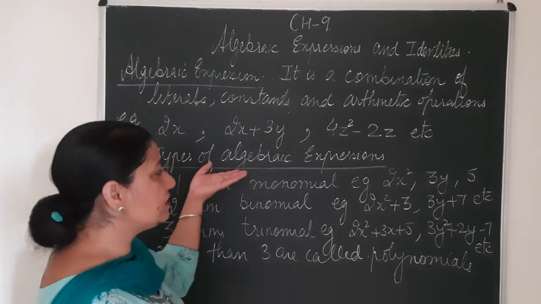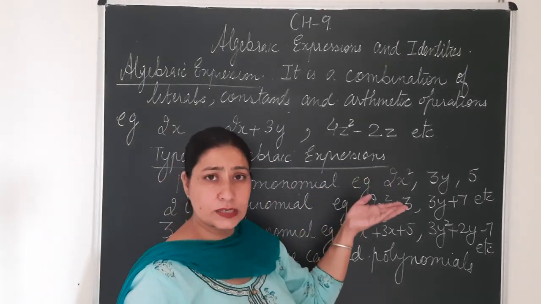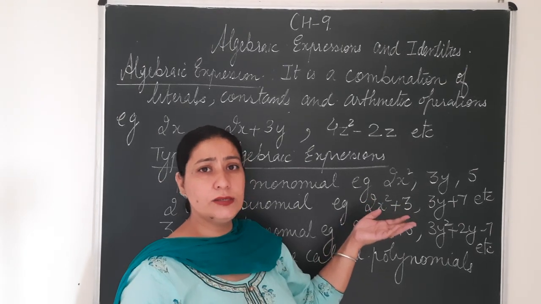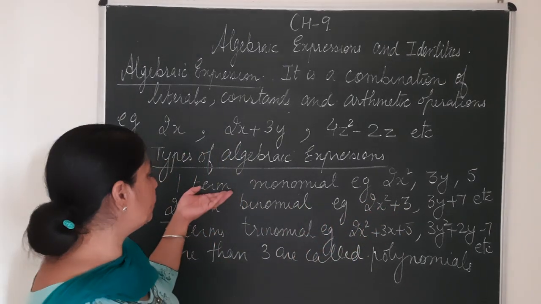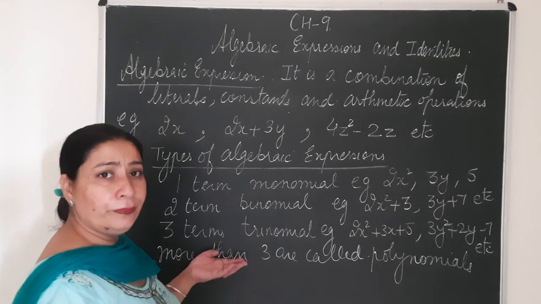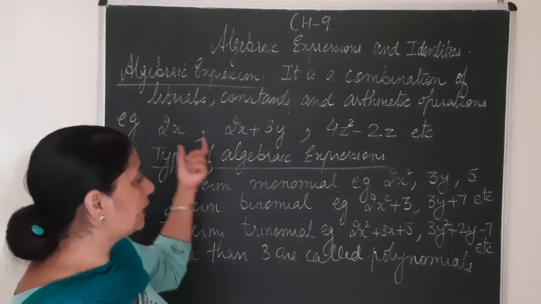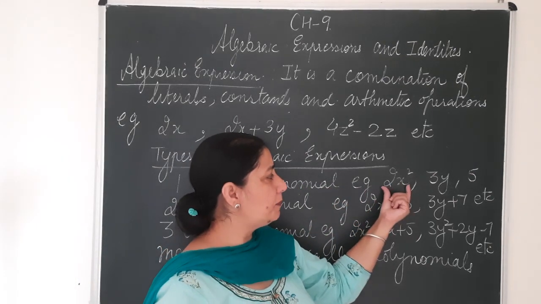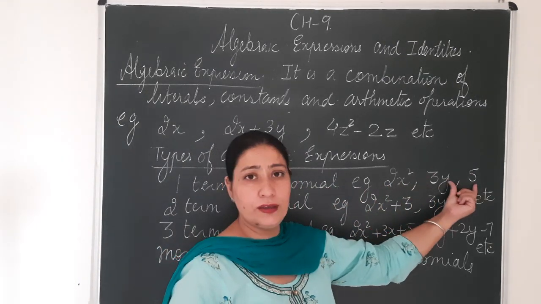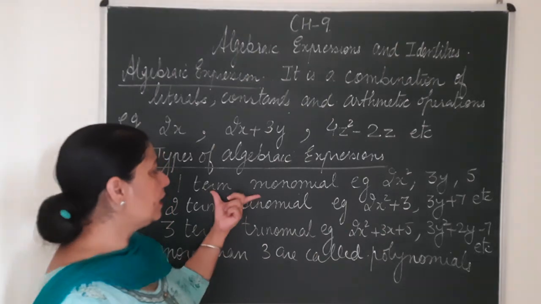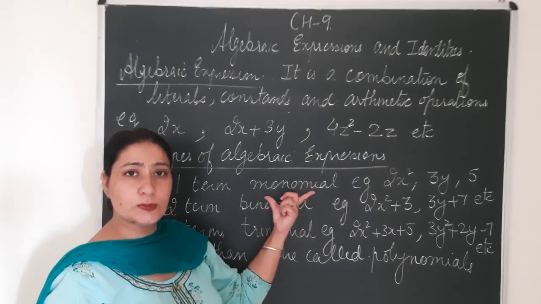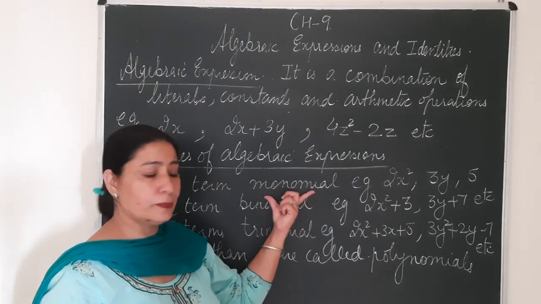Okay, beta? Now, how can we classify them? There are different ways in which we can classify the algebraic expressions. According to your syllabus beta, we will classify them into 3 groups first of all. First, if there is only one term, for example 2x square, 3y and 5, they are single term expressions and all the single term expressions are called monomials.